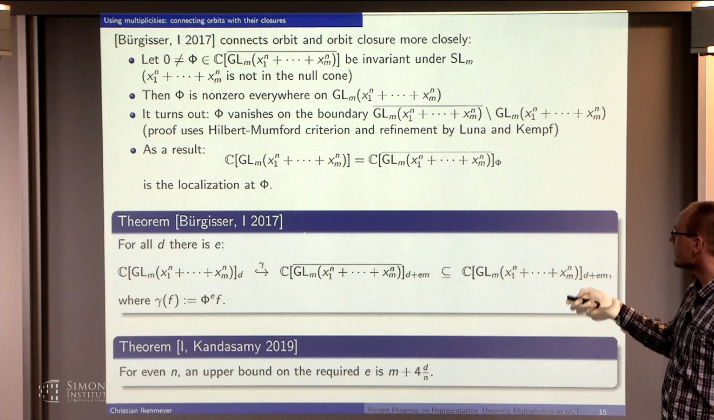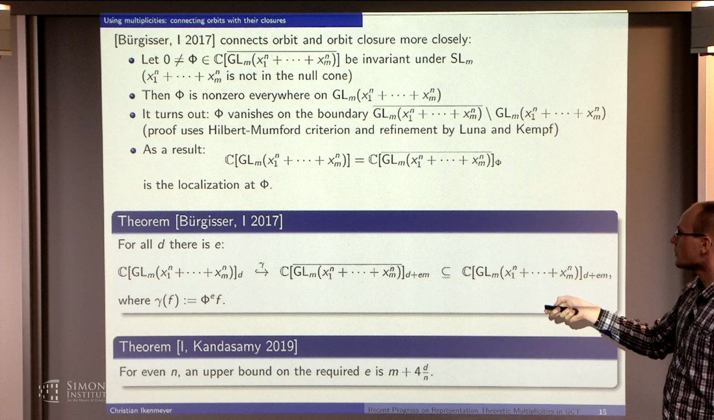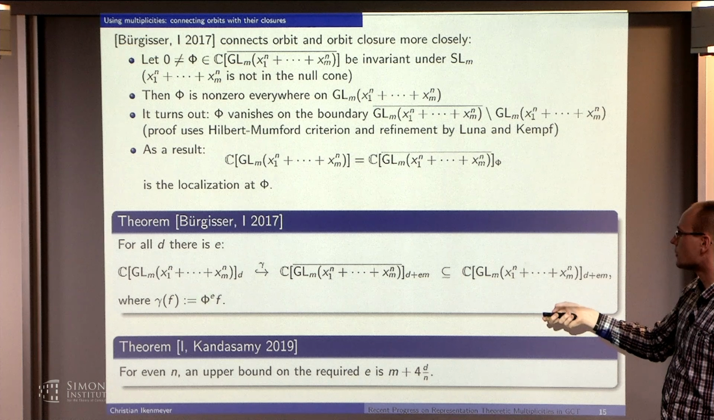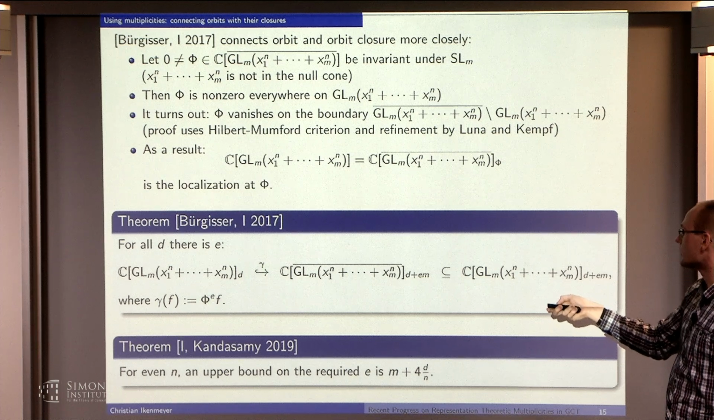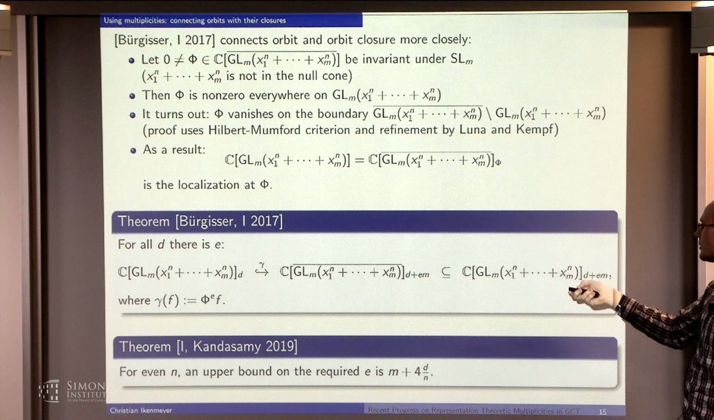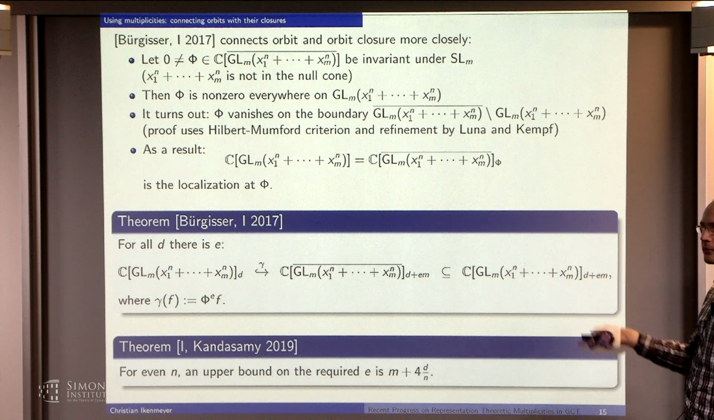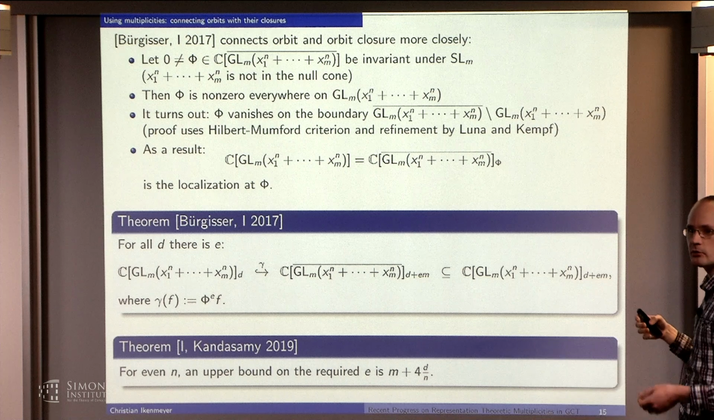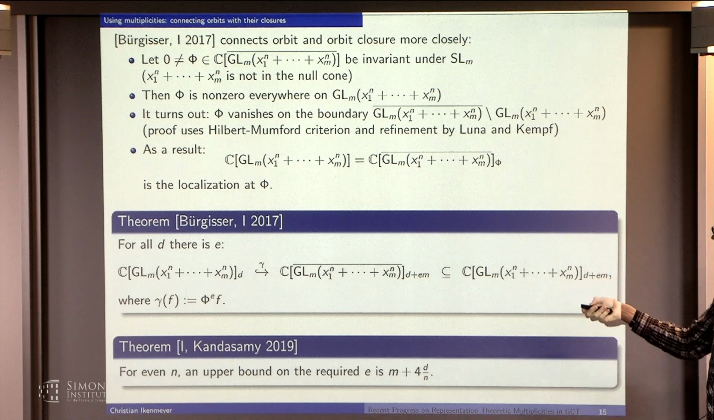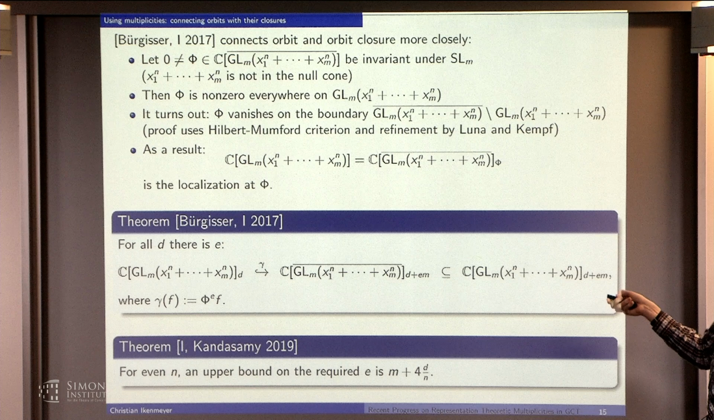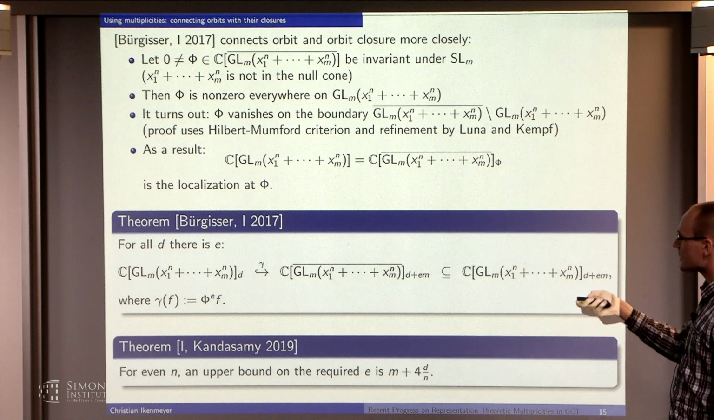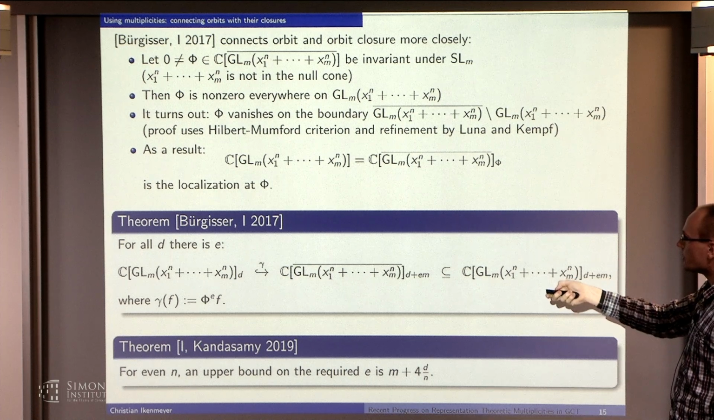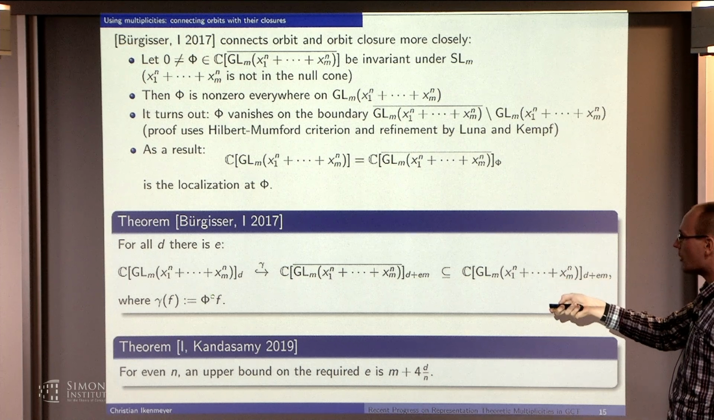This is an immediate corollary of this fact. Whenever you have some degree D function here, you can multiply it by some power of your invariant, this is this map gamma here, and make it a proper function in the coordinate ring of the closure. Make it actually come from a polynomial. This inclusion is just the usual inclusion we have seen before, because you have rational functions on that. So there is this gamma here, and now we are interested in the question: what kind of power do you actually need to make this work?